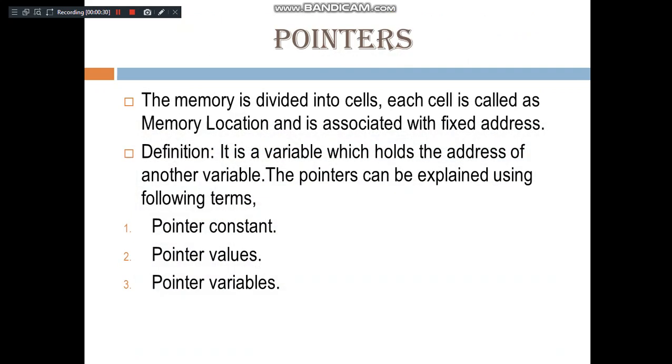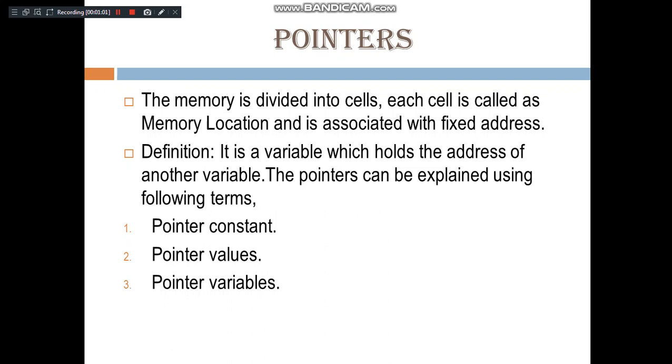So as you all know, memory is divided into cells. Each cell is called a memory location, and every memory location is identified by a unique address, or the fixed address known as the memory location address. So the definition says a pointer is a variable which holds the address of another variable. So the pointer variables will not hold normal values. They will always have the address of another variable.